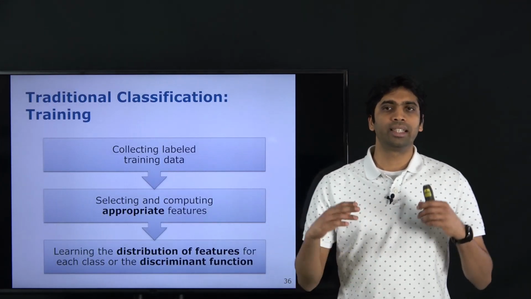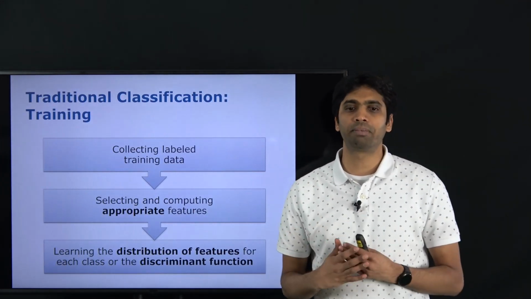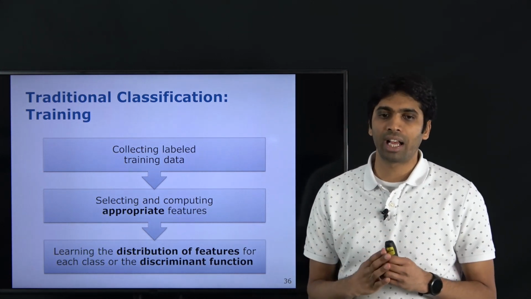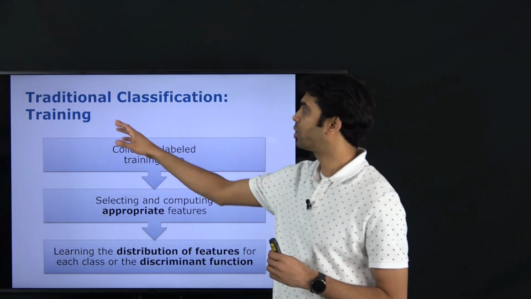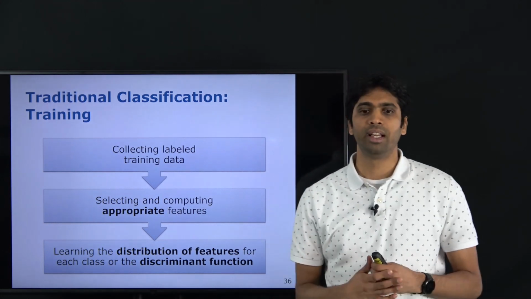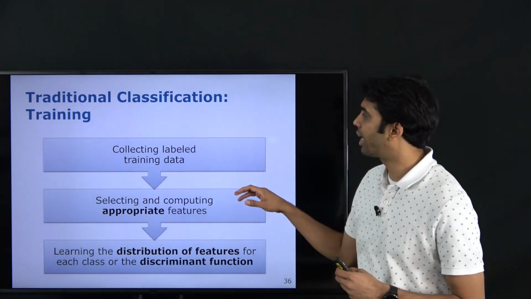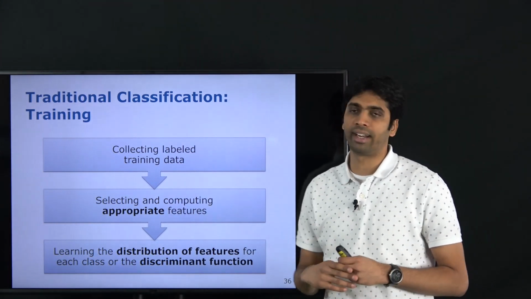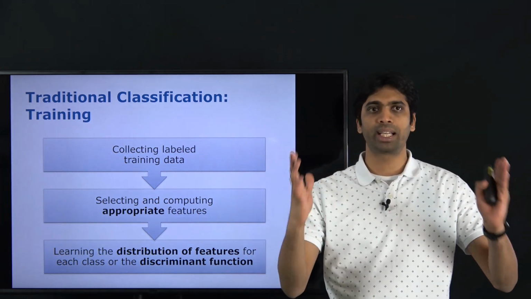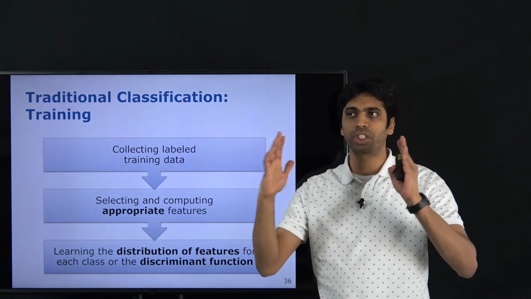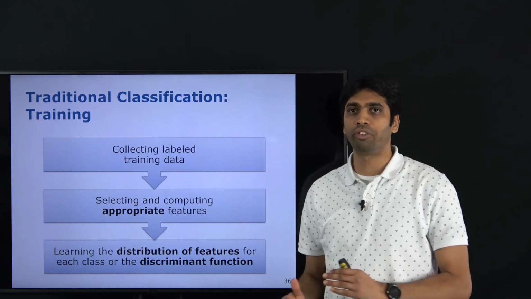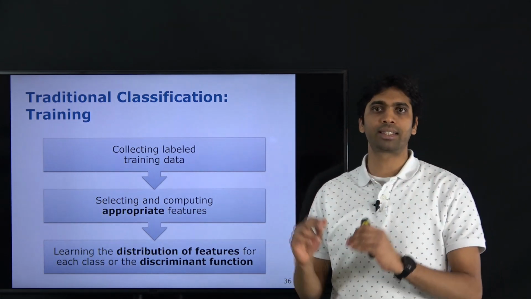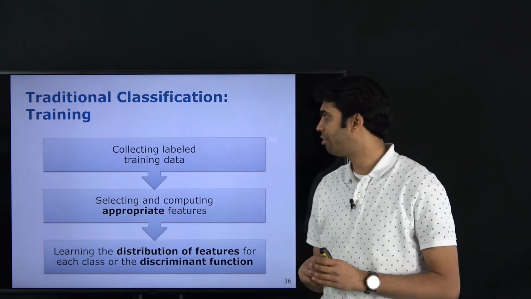Right. So in the traditional classification pipeline, the first step is what is called the training step. Essentially what we do in this case is that we collect certain training data. So we go out, we capture certain data. So this could be images from the street, this could be images of the field using cameras, laser scanners, or whatever else that we have.